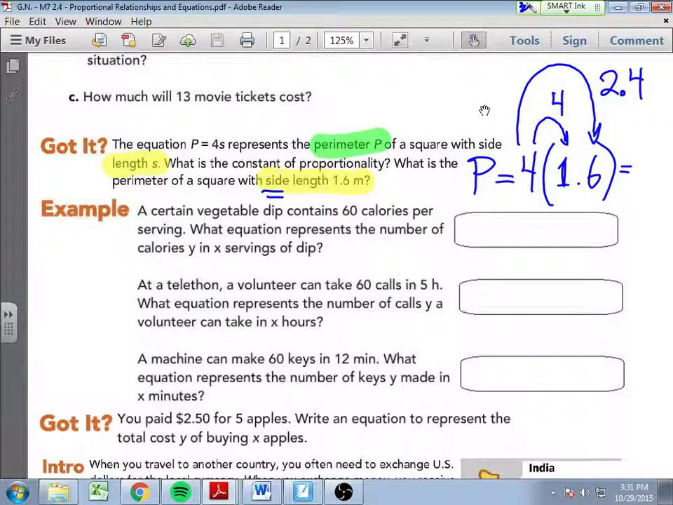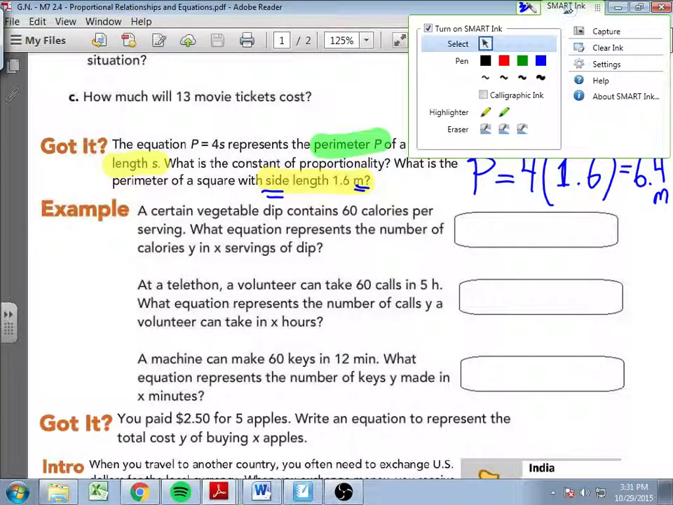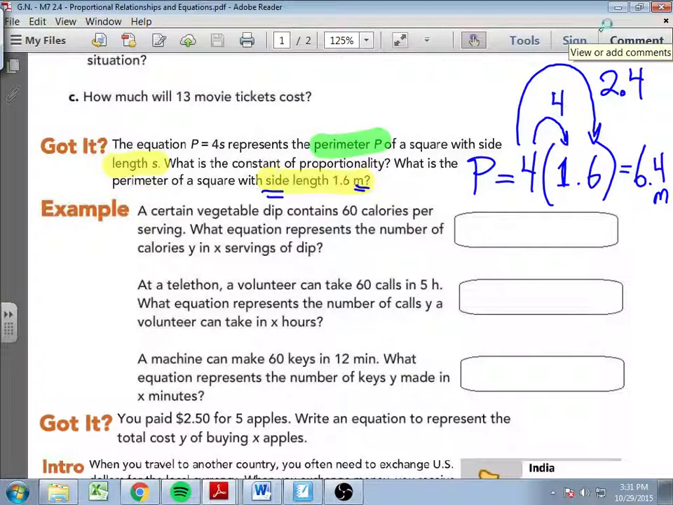So my perimeter now, Nick, I already saw you had the right answer. Your perimeter is? 6.4 meters. 6.4. And since this was meters, I love that you included the unit, Nick. That's going to be meters. I got 64, so I put the decimal back in to get 6.4. And this is another trick for making multiplication easier. You can think about this as 16 times 4, but then you have to just put the decimal back in.